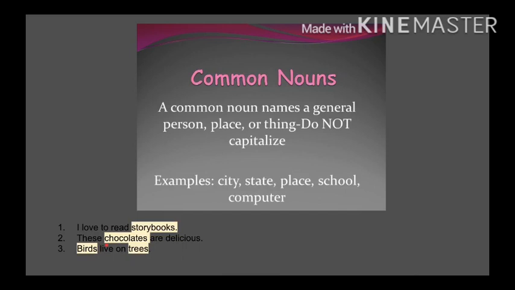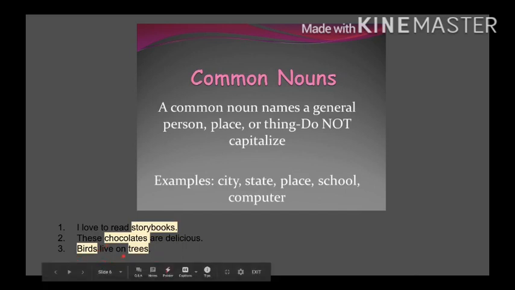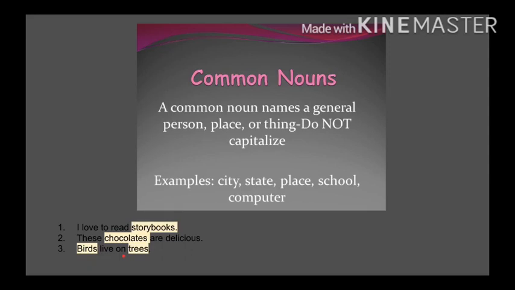Third, birds live on trees. Birds, there are many birds in this universe. Which bird lives in the tree? Every bird lives in the tree. So that's why birds and trees, which type of trees? Only the common names, they are known as the common nouns.